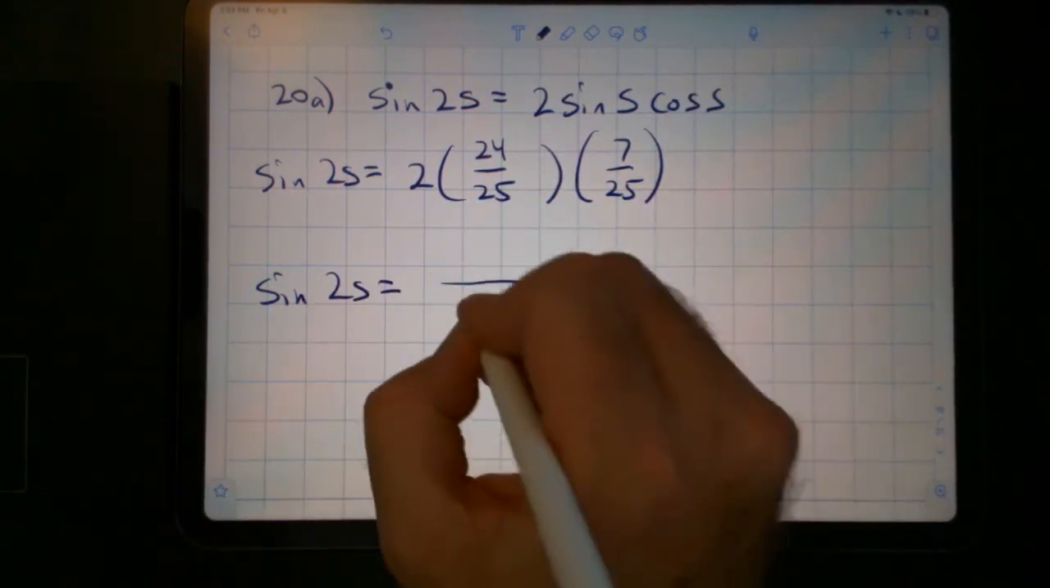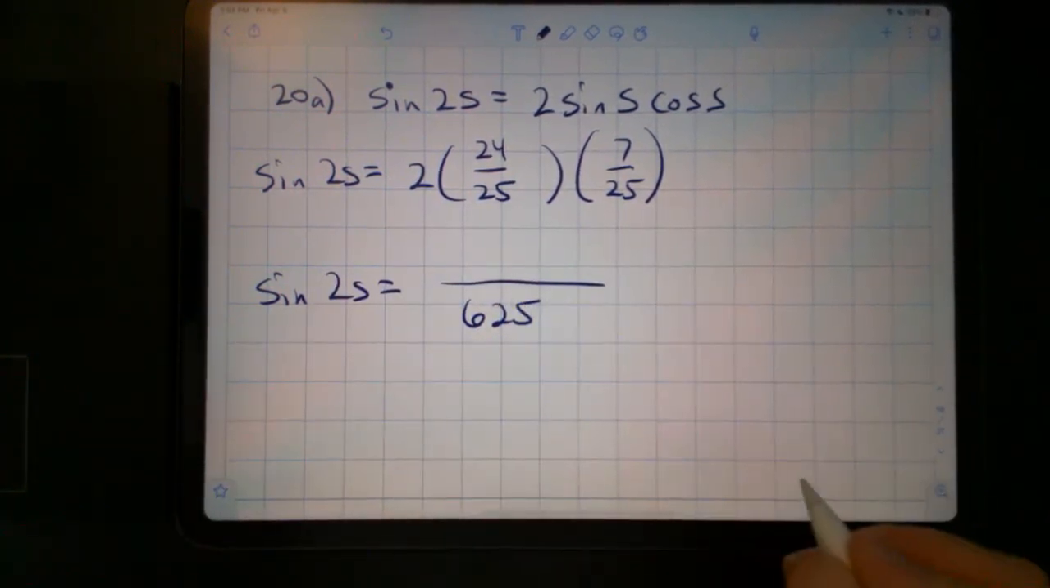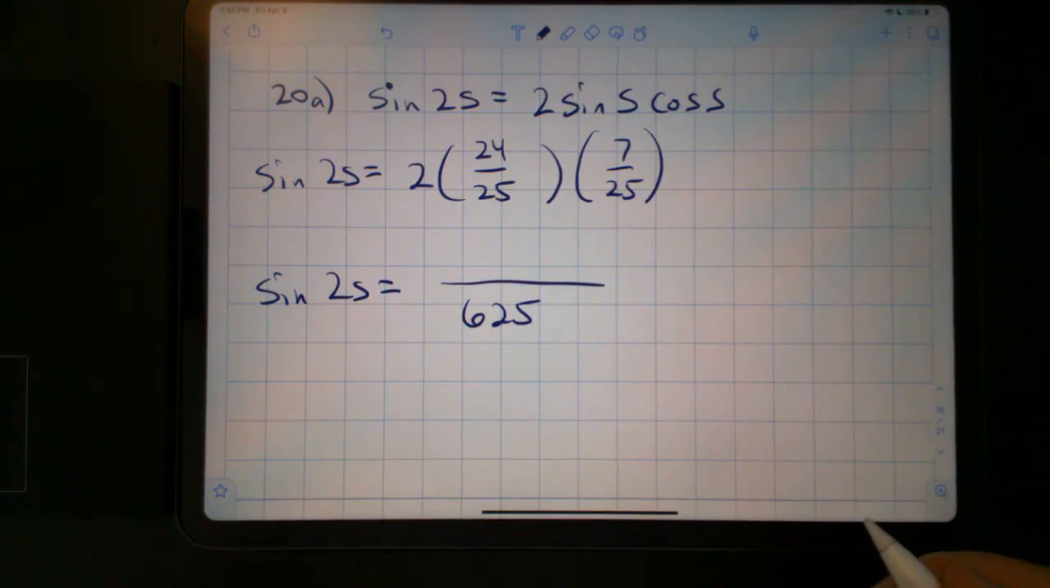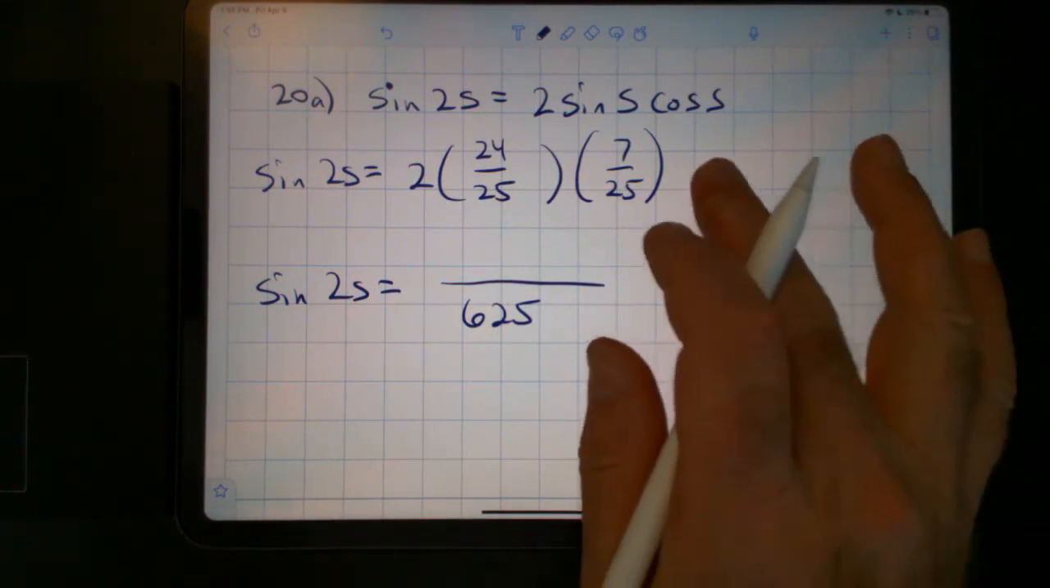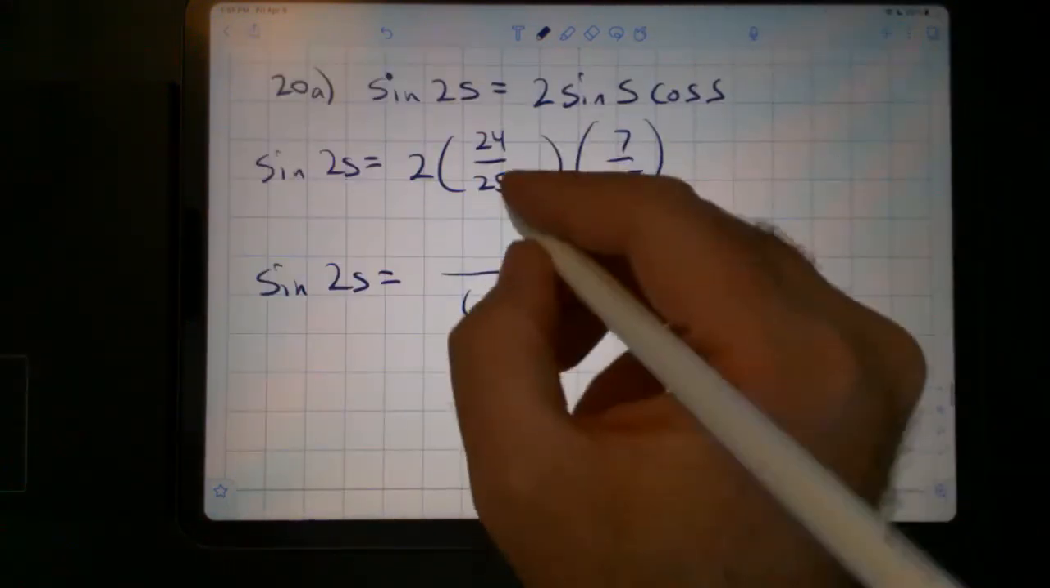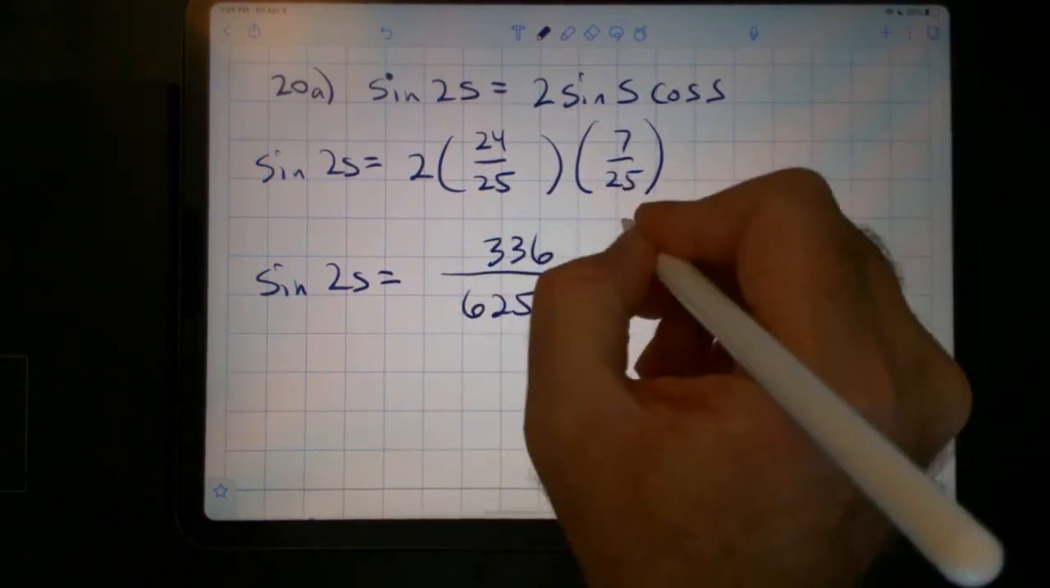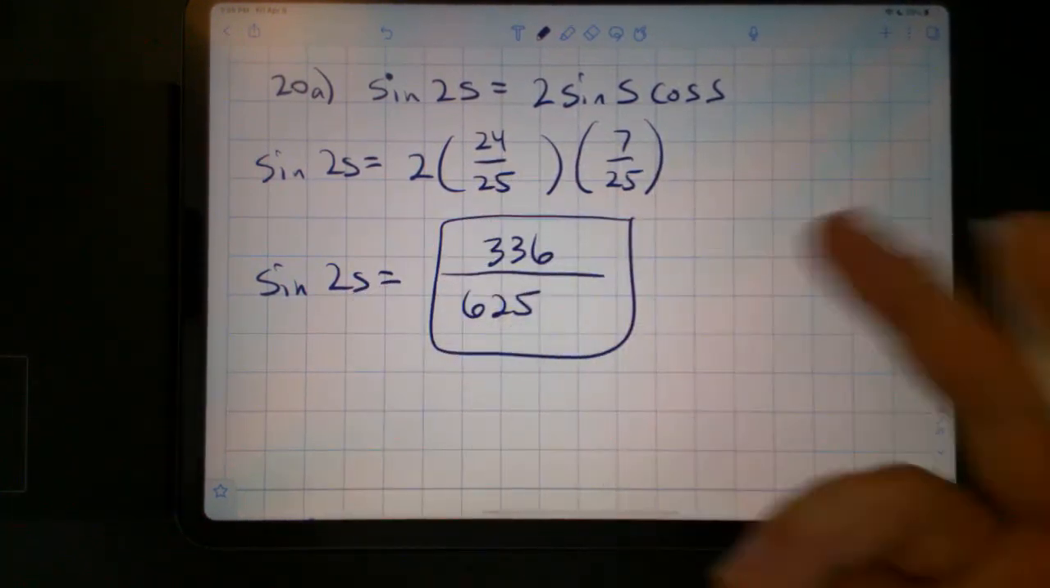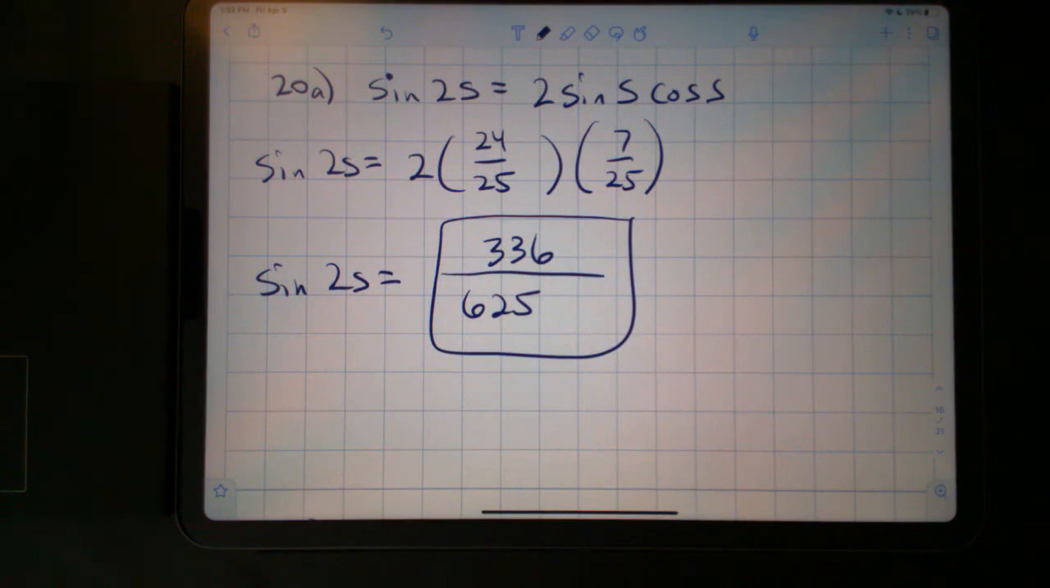So the denominator is 625. The numerator is going to be 48 times 7, which would be 336. This fraction cannot be simplified because, again, your denominator is just a product of 5s, and your numerator does not have any factor of 5 in it.